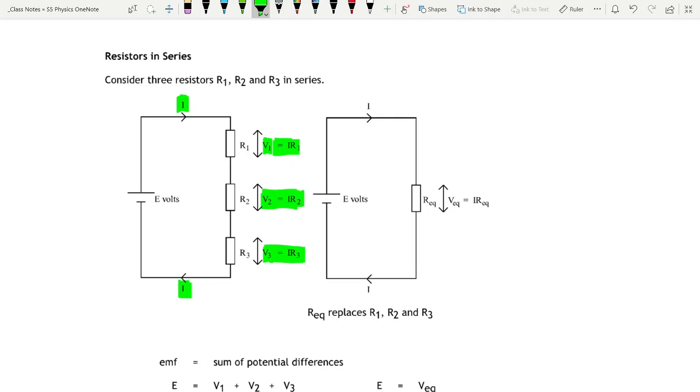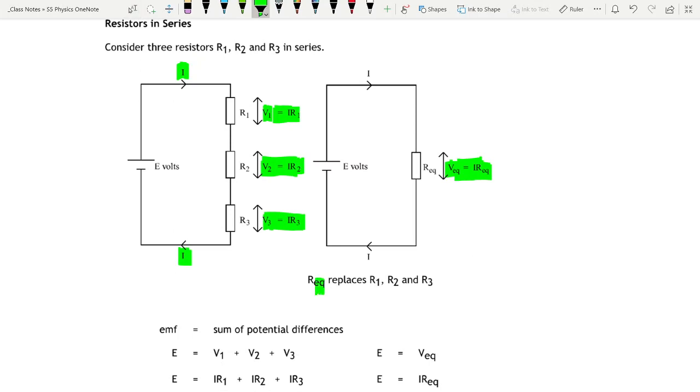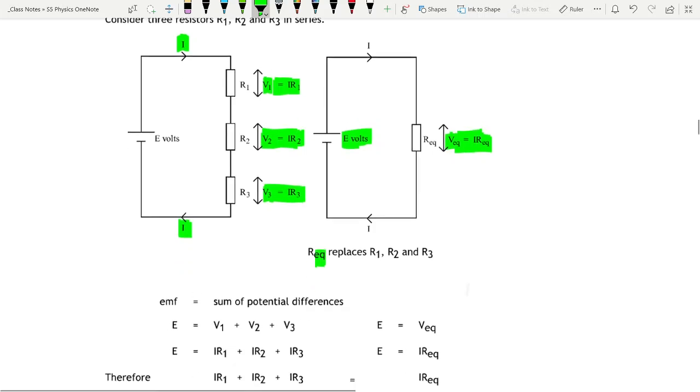You could also say that there's an equivalent big resistor, which is the equivalent of all three of those resistors together, and the equivalent voltage across that resistor is the current times the equivalent resistance of all the resistors together. So Req replaces R1, R2, and R3. It's the total resistance in the circuit. So the voltage, which should be E, would be I times the equivalent resistance.